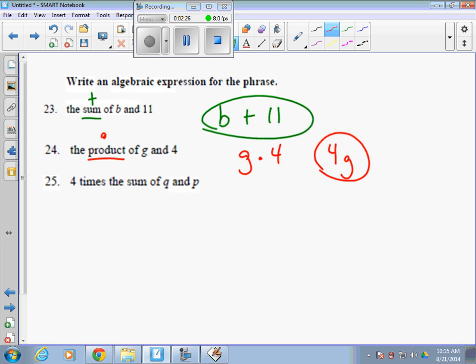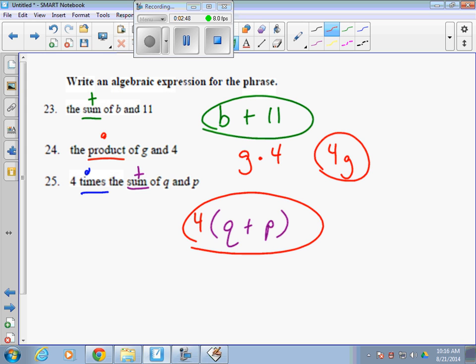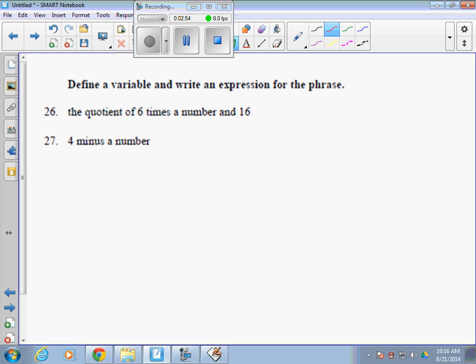4 times the sum of Q and P. So times, again, means multiply. Sum means plus like it did on 23. So the sum of Q and P, in order to add those first, you need to include a parentheses around them. 4 times that, so you can write 4 up front. That means times it. You could have written times 4 after the fact and made it mean the same thing. The parentheses is the key, though. In order to get the sum to multiply by both of them, you need to have parentheses.